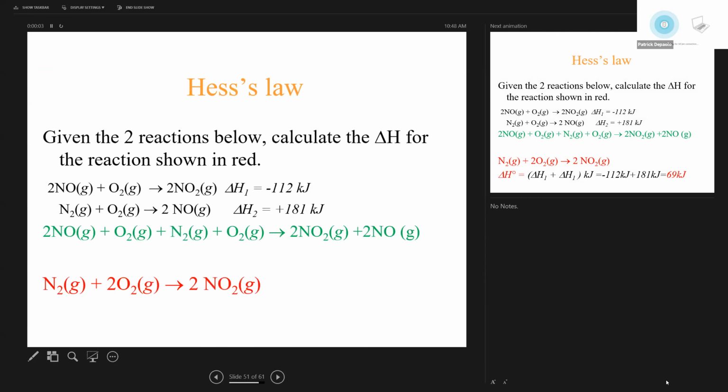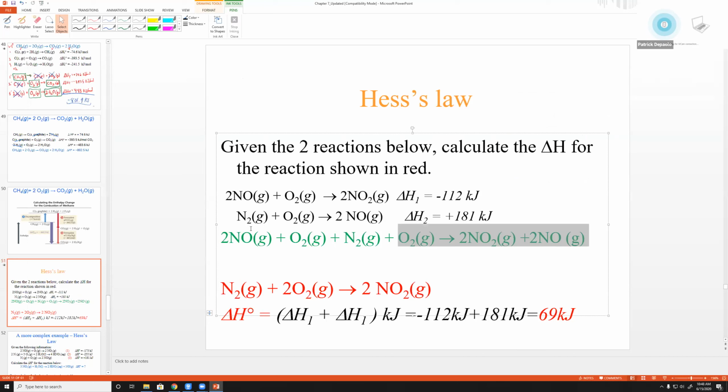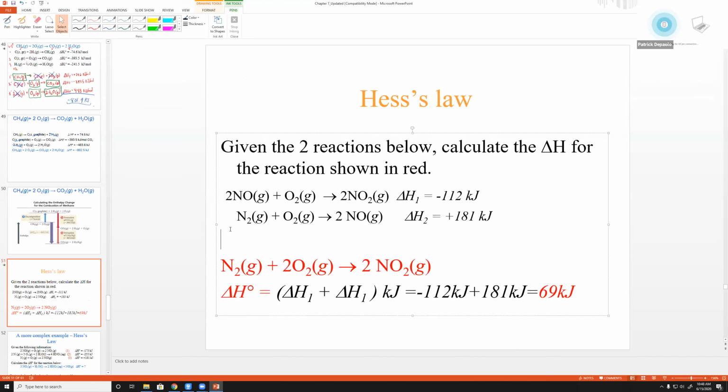Not sure what the green is. I'll get rid of the green. All right, let's do that one.